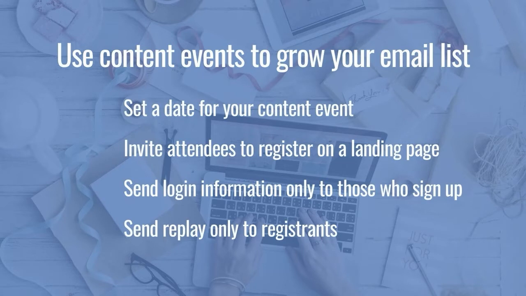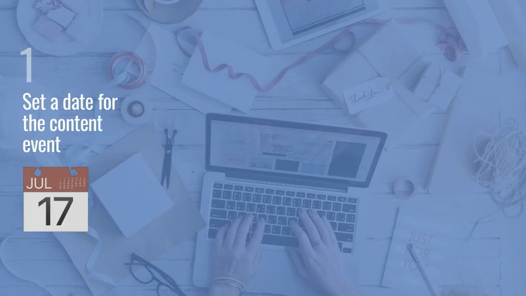First of all, set a date for the content event. It's a good idea to know where your audience is mostly located so that you can find a day and time that will work for most of them. Understand your audience and what their schedules are like and what part of the world they're in. You can also poll them and ask and try to find out, especially if it's going to be a recurring event.